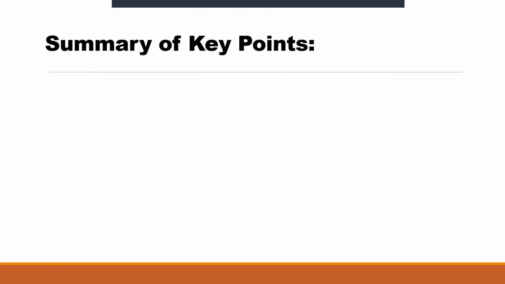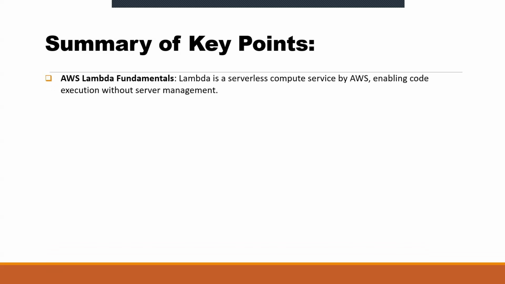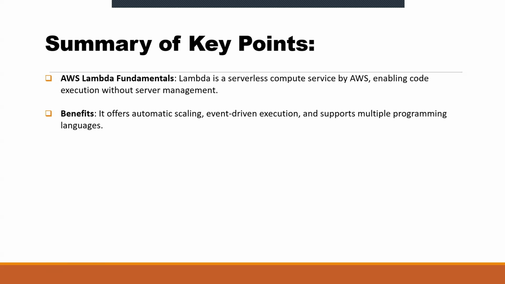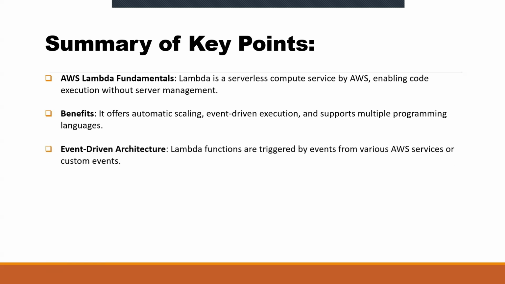So now we will recall and see the summary of the key points which you have studied recently. First one is AWS Lambda fundamentals. So Lambda is a serverless compute service by AWS, enabling code execution without server management. Second are its benefits: it offers automatic scaling, event-driven execution, and supports multiple programming languages. Third is event-driven architecture. Lambda functions are triggered by events from various AWS services or custom events.